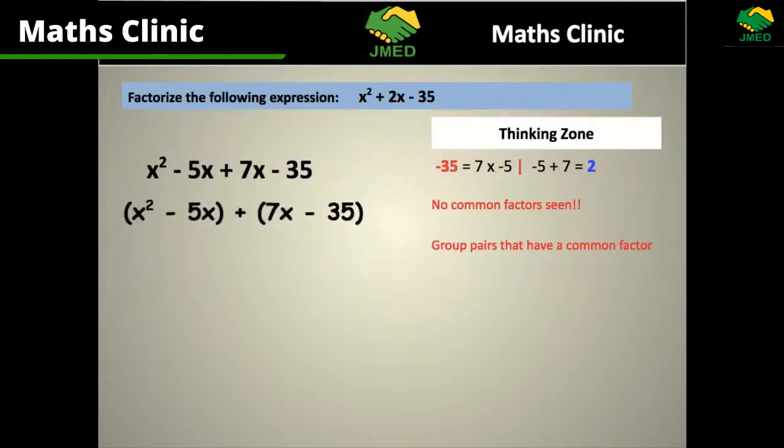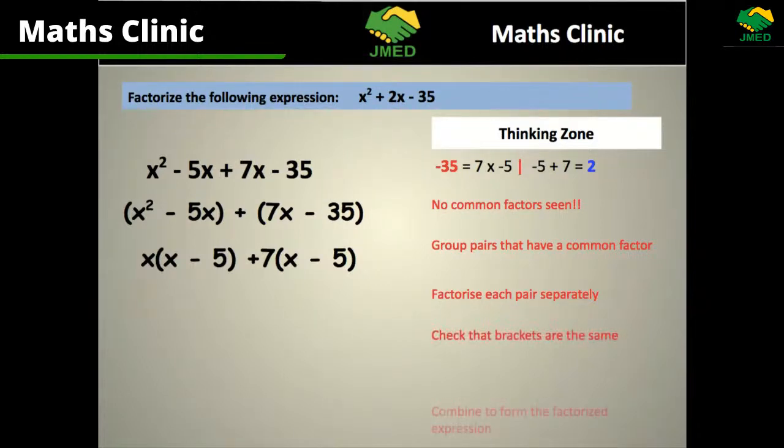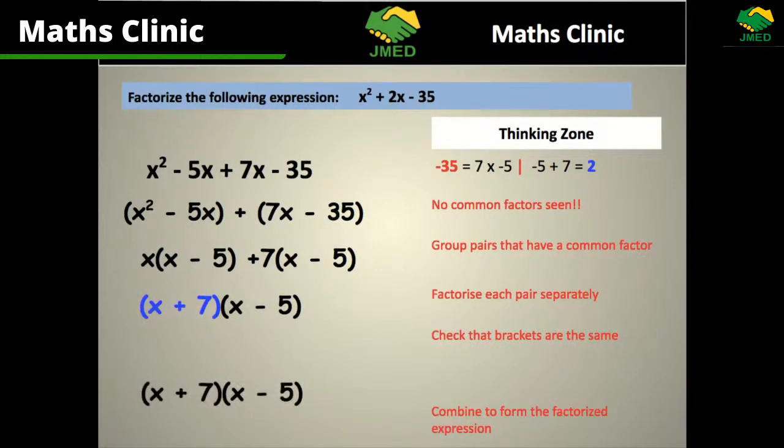Yeah. And then we factorize each pair separately. As I said, you can pause and then have a go at each step to see if you're on the right track. And then the final answer is x plus 7, x minus 5.